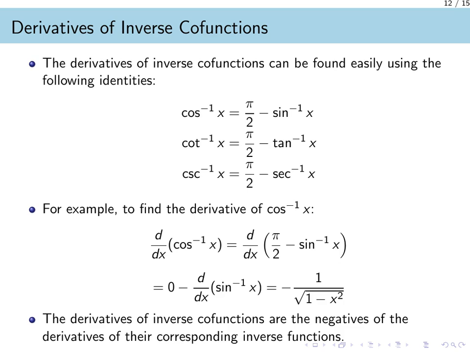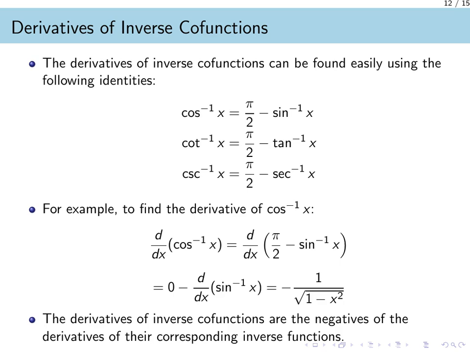This method relies on the cofunction identities, which state that an inverse cofunction like arccosine of x is equal to the constant pi over 2 minus its corresponding inverse function, arcsine of x. To see how this works, let us find the derivative of arccosine of x.